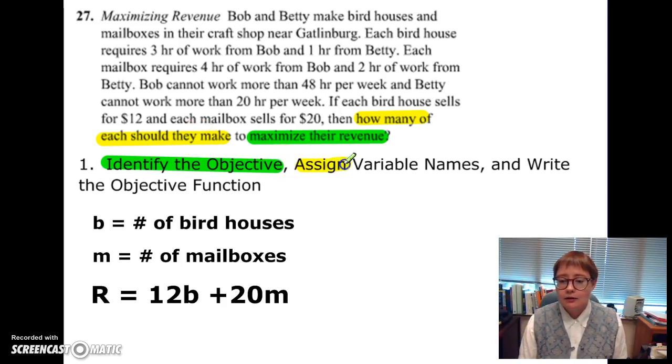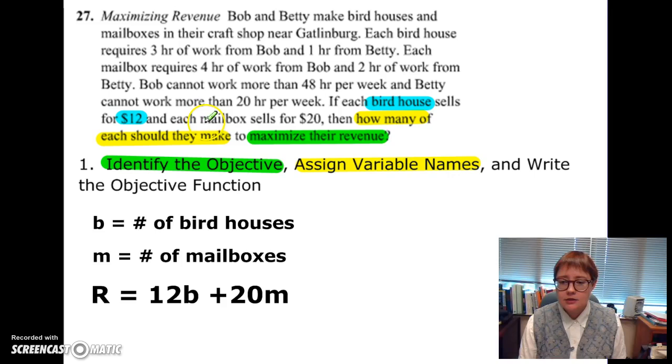Now that I've assigned my variable names, the last part of step 1 is to write down the objective function. So remember, B and M are going to be my variables, and I need to figure out how much revenue I'm going to make from those birdhouses and mailboxes. So I go back to my sentence. It says each birdhouse is going to sell for $12. So if I take B and multiply it by 12, that's the total money I make from the birdhouses.